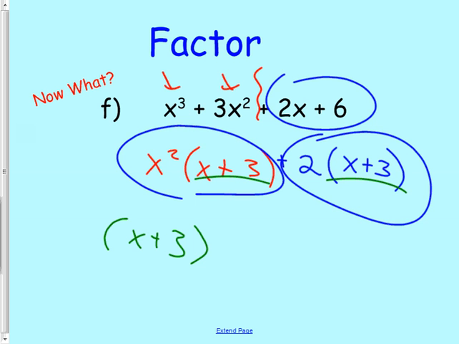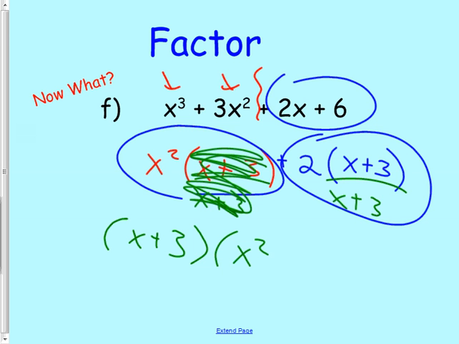The reason I was reminding you what factoring really is, it's dividing, right? Watch what happens when I divide this by x plus 3 and that by x plus 3. The x plus 3 cancels the other x plus 3. And what do I have left? x squared. And it cancels. Plus 2. There it is.